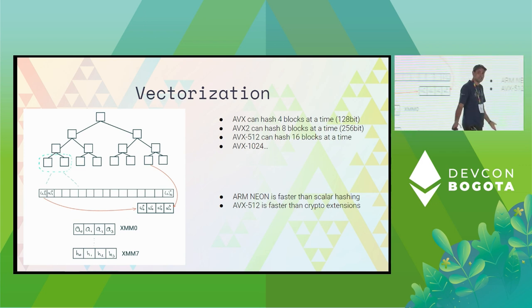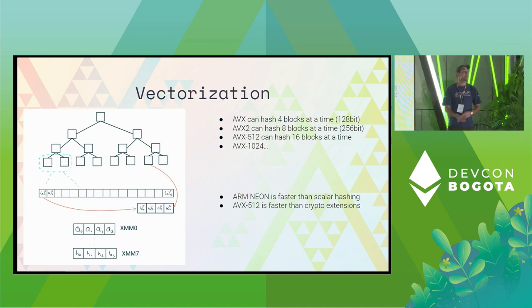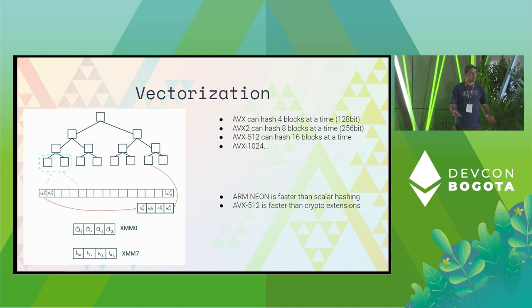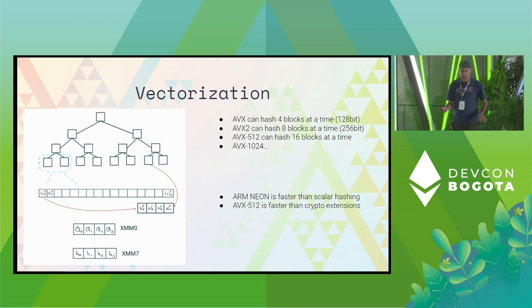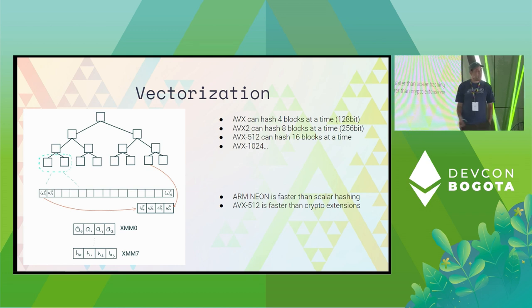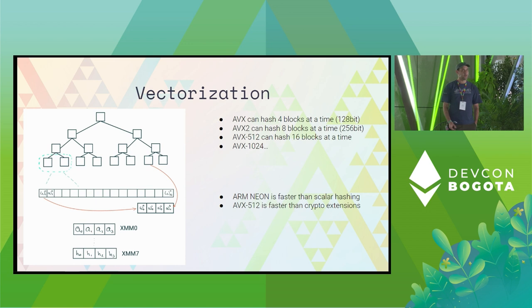That's if you have registers that are 128 bits. If you had AVX-2, you would collect 8 of them at the same time. And again, if you're using AVX-512, you can do 16 at a time. The point is that you can hash in one pass up to 16 blocks on AVX-512.